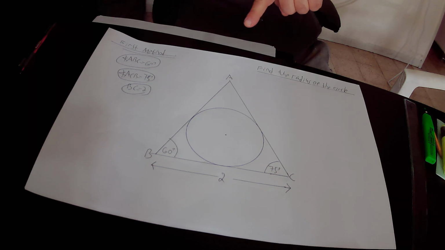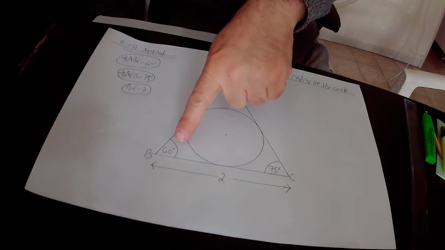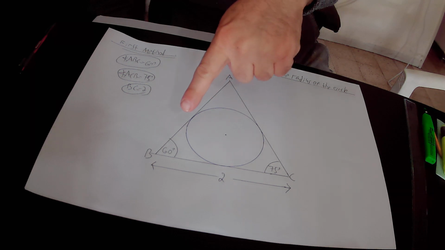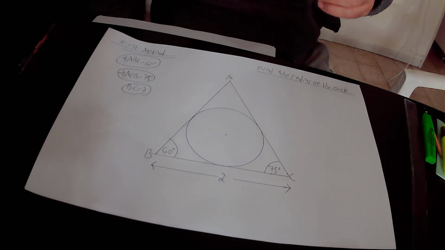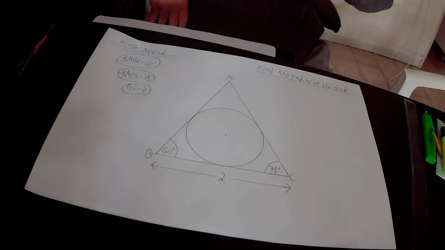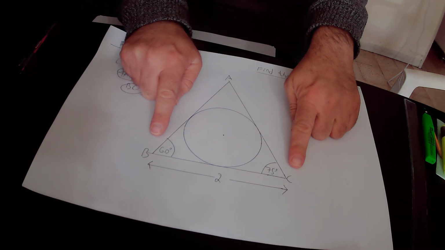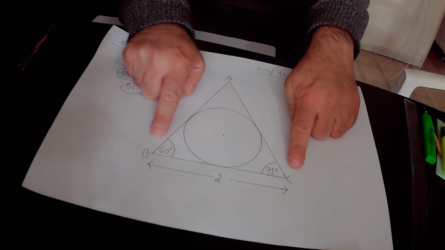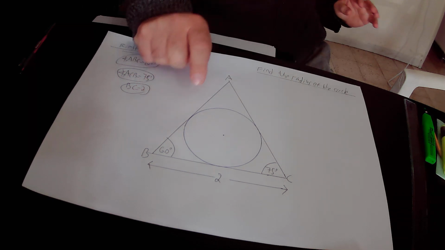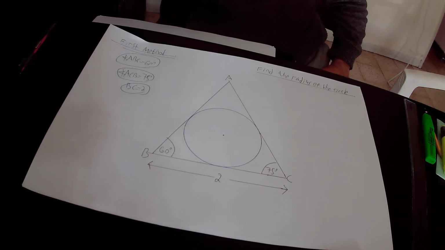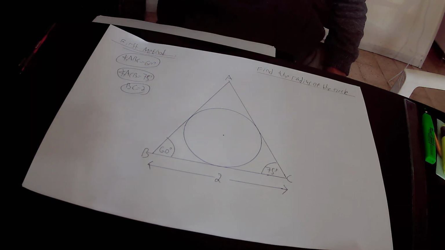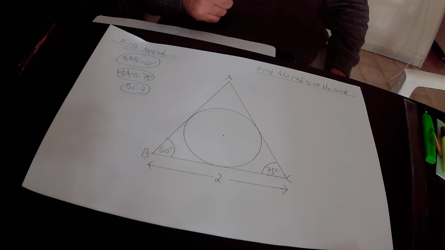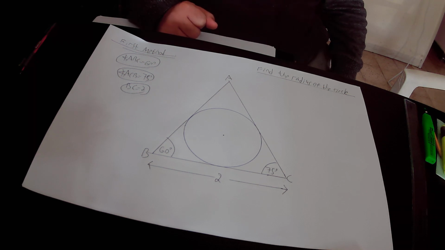In addition, we know that this angle is angle ABC, which equals 60 degrees in its size, and this is angle ACB, which equals 75 degrees. And we also know that side BC of this triangle ABC equals 2 units in its length. Again, our mission is to find out the radius of this circle that is inscribed by this triangle ABC. We'll start with the first method.